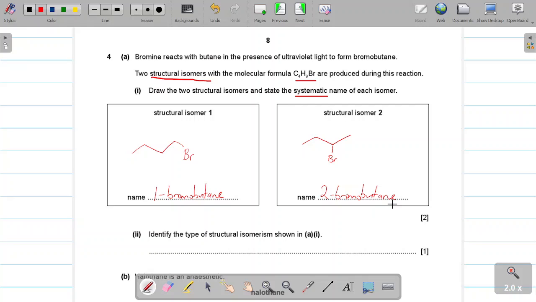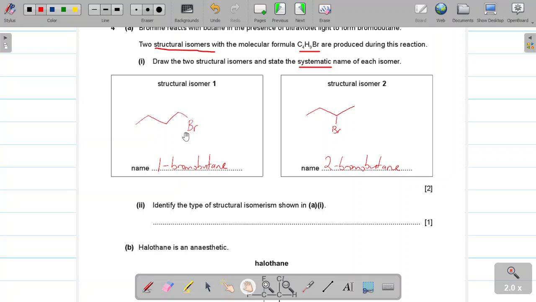Identify the type of structural isomerism shown. These are positional isomers because the isomers only differ with respect to the position of the bromine atom on the carbon atom. This is bromine on carbon atom 1, this is bromine on carbon atom 2. So these are positional isomers.